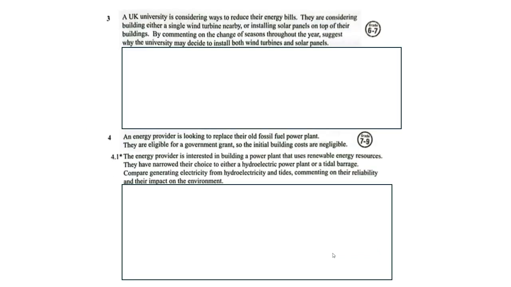A UK university is considering ways to reduce their energy bill. They are considering building either a single wind turbine nearby or installing solar panels on top of their buildings. By commenting on the change of seasons throughout the year, suggest why the university may decide to install both wind turbines and solar panels. So solar panels are going to be most useful in the summer when you have long days and a lot of solar energy reaching the surface of the UK. And wind turbines are mostly going to be useful in the winter when it's more windy.